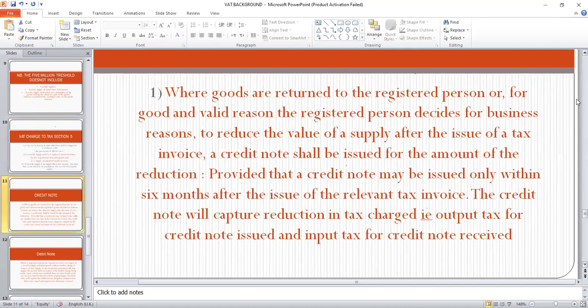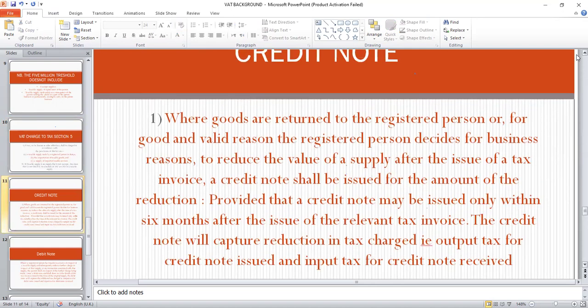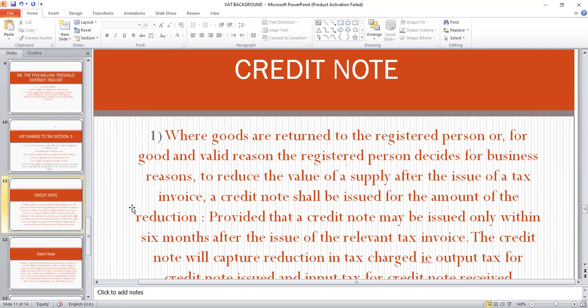Next is about credit note. When goods are returned to the registered person, or the registered person decides for a valid business reason to reduce the value of the supply after the issue of a tax invoice, a credit note shall be issued for the amount of the reduction, provided that the credit note may be issued only within 6 months after the issue of the relevant tax invoice. The credit note will capture the reduction in tax charged, i.e., output tax for credit note issued and input tax for credit note received.